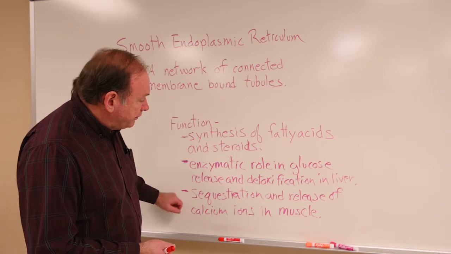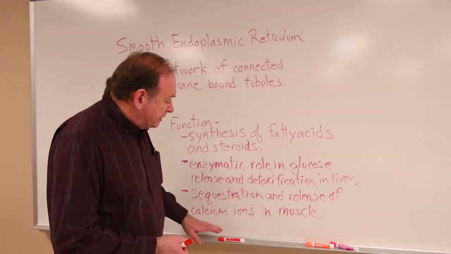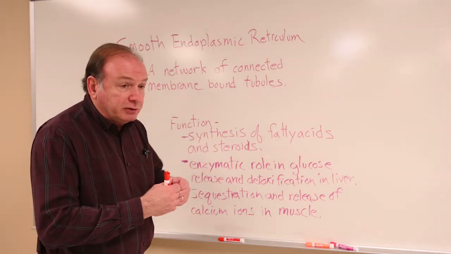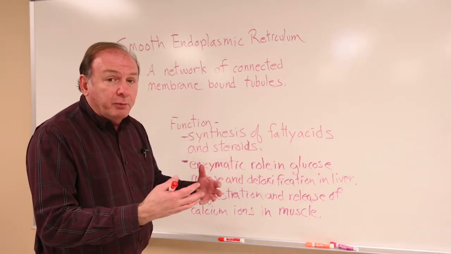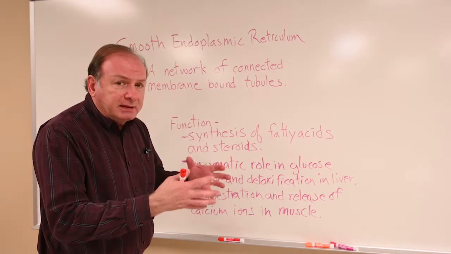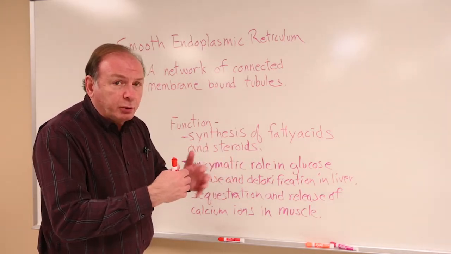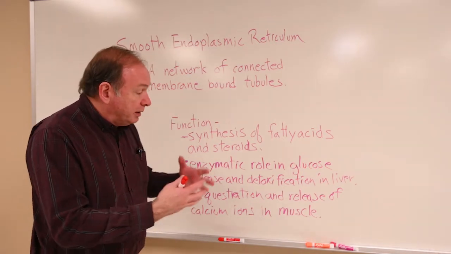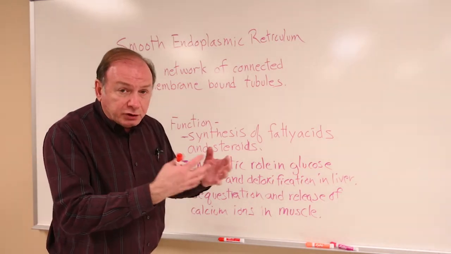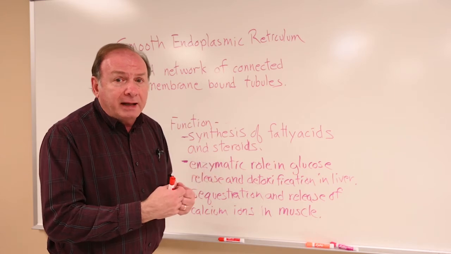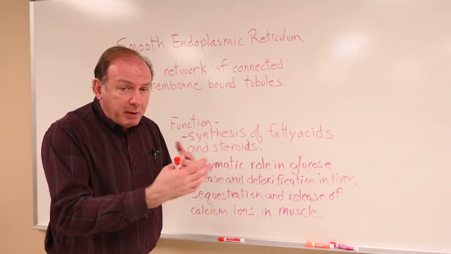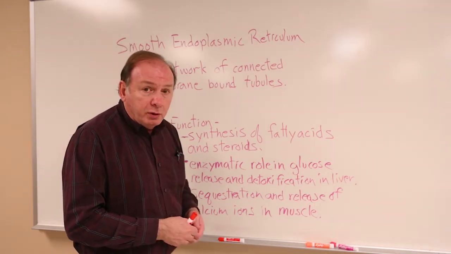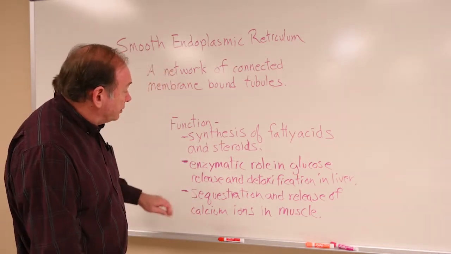And next, sequestration and release of calcium ions in the muscle. In the muscle, for muscle contraction, you have to release calcium from the endoplasmic reticulum. That causes the whole contractile process of the muscle, and then the smooth endoplasmic reticulum starts to regather that calcium that was released. So picking it back up again, that sequestration into the smooth endoplasmic reticulum for muscle contraction.